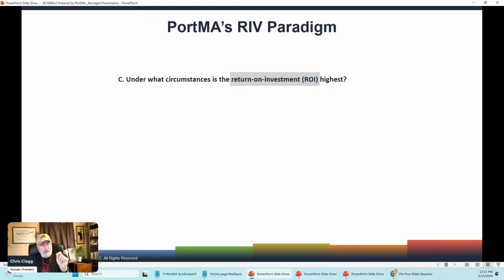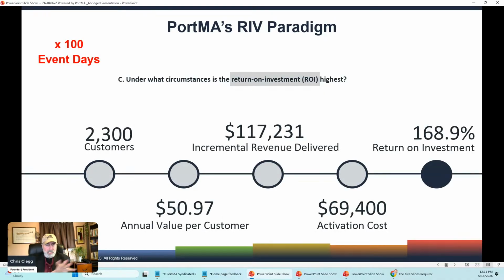If we're collecting this information a little bit at every activation, then we're going to get to a place where it scales across the whole program. And we can now see that we had those 2,300 customer engagements across maybe 100 event days. And at that same valuation, be it annual or lifetime, there's different ways of doing that, we're looking at about $117,000 in value. We divide that by $70,000 in costs, and we're seeing this 168% full program return on investment.